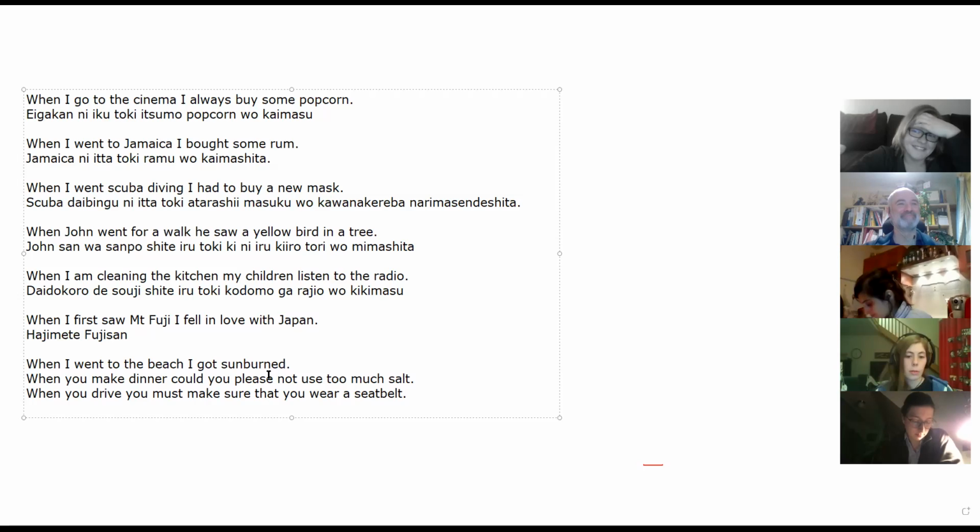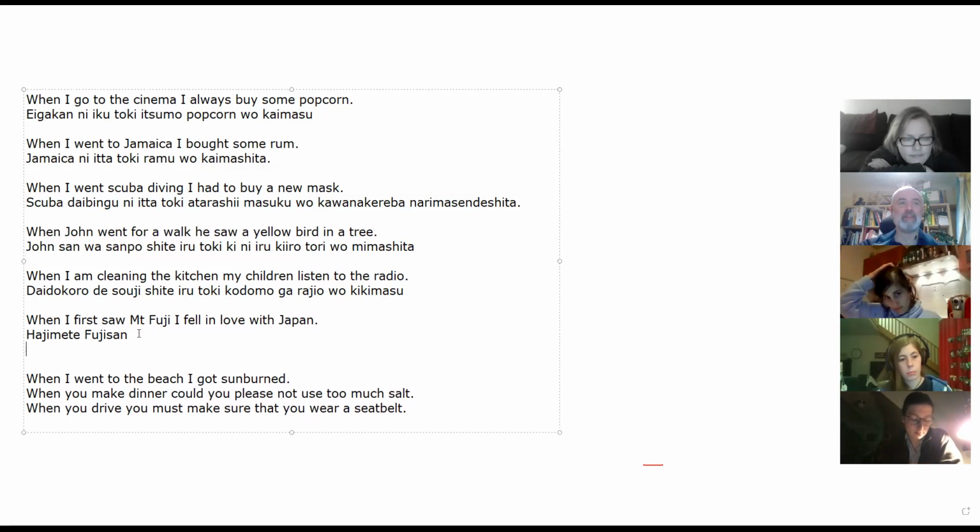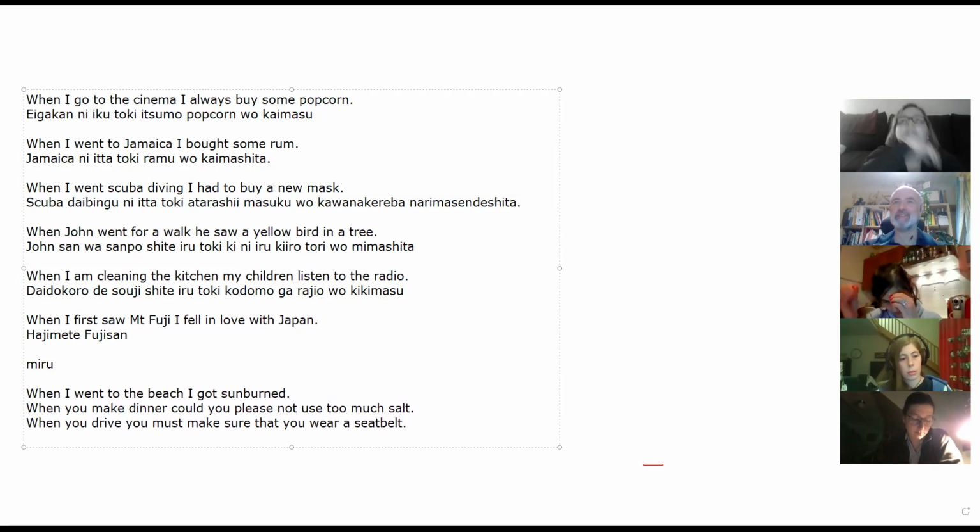What is the verb miru? Just miru. That's the right kind of verb. But yes, it's the tense which is critical. So that has to be first, and then you fall in love, and it must be finished. So it would be mita. Fuji-san o mita. Toki.